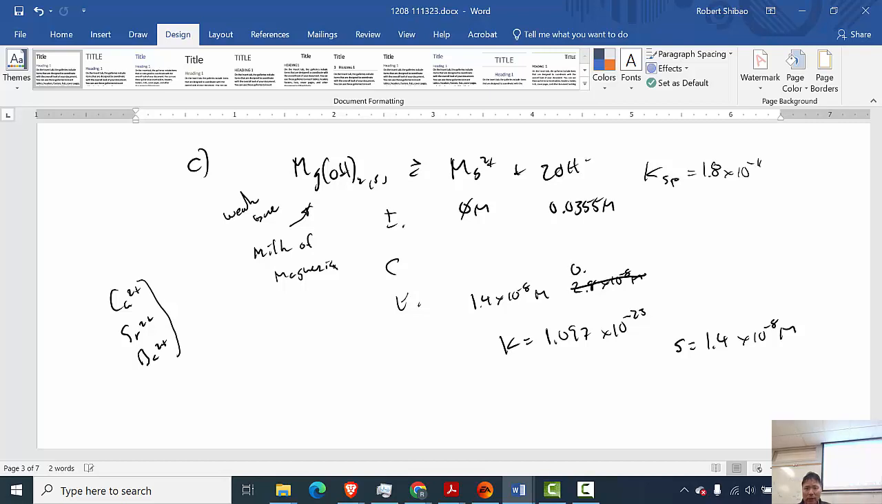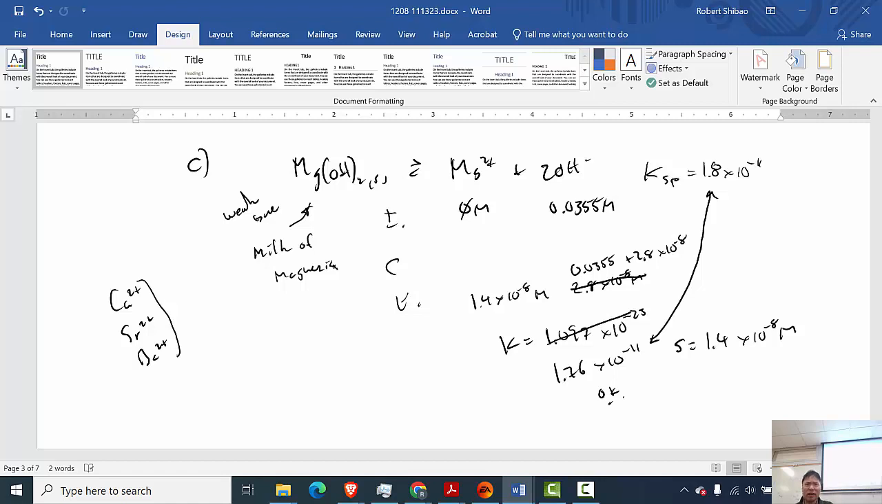This is wrong here. This has got to be 0.0355 plus 2.8 times 10 to the minus 8, square that, times 1.4 times 10 to the minus 8. That equals 1.76 times 10 to the minus 11, which is close to 1.8 times 10 to the minus 11. If we round this, it would be 1.8. And so we're okay. All right.